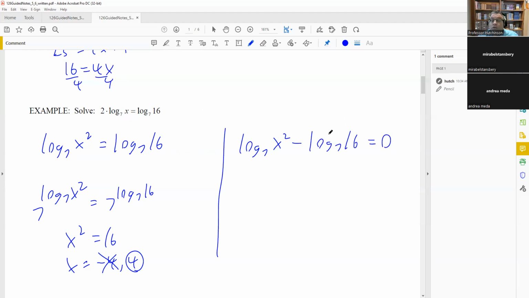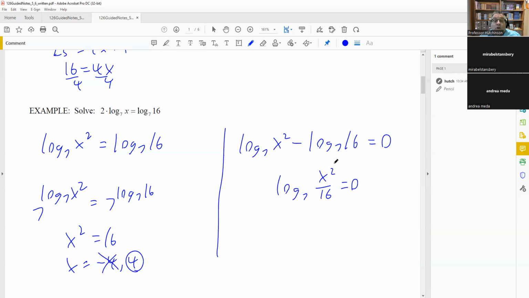This is actually what you're going to be doing on future problems in this section. We're going to do the same steps here. All right, so log base 7 of x squared minus log base 7 of 16. So I'm getting them both on the same side of the equation. Then we're going to use a log property to turn the subtraction into division. So I do that. So get all the logs on one side of the equation and use log properties to combine them to a single log.